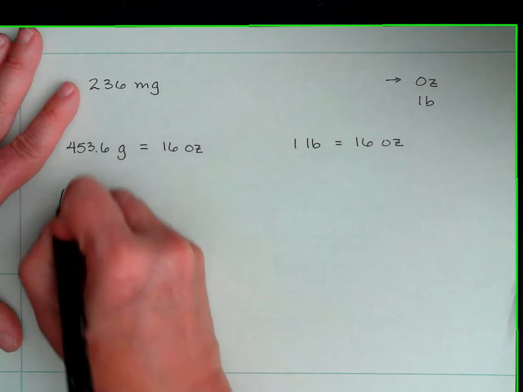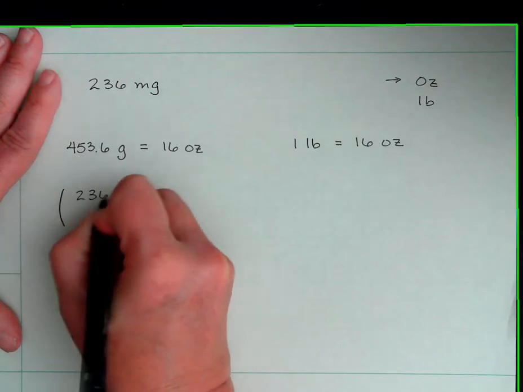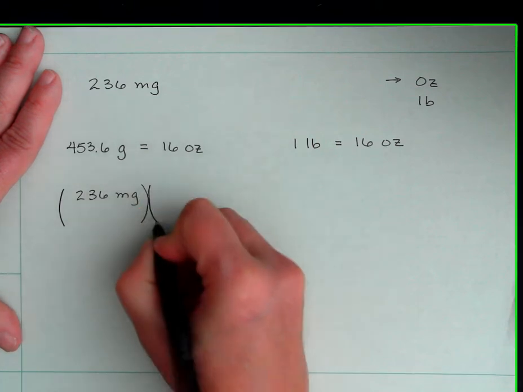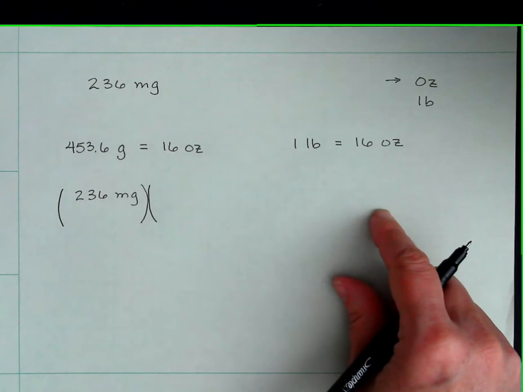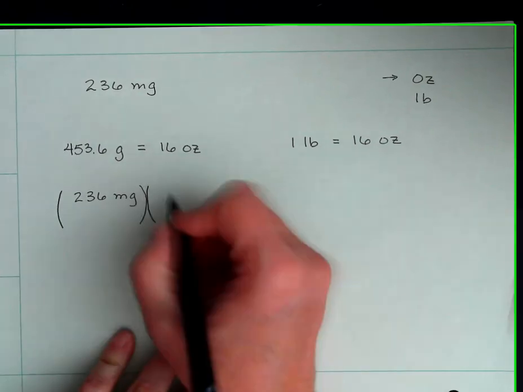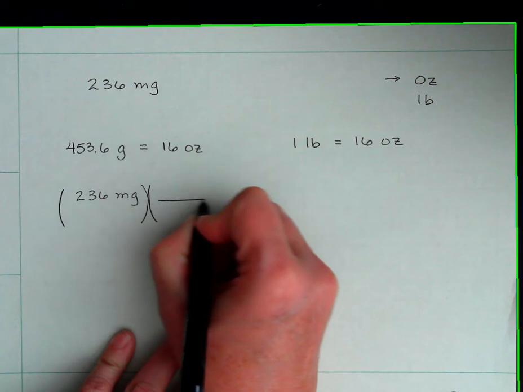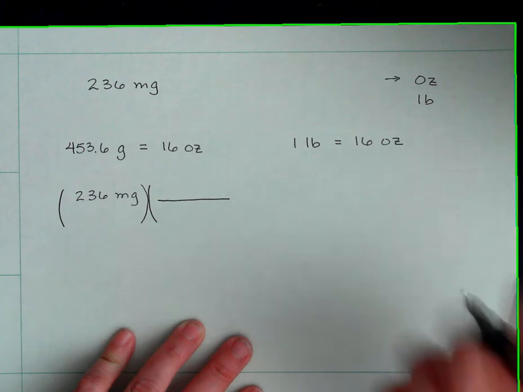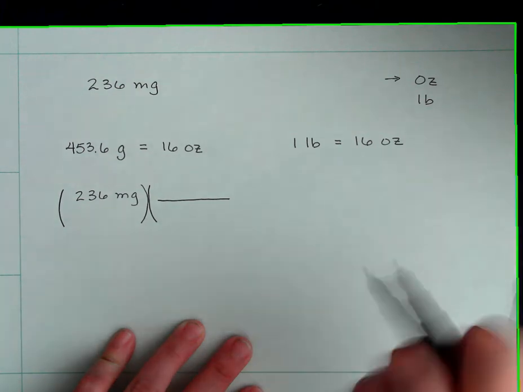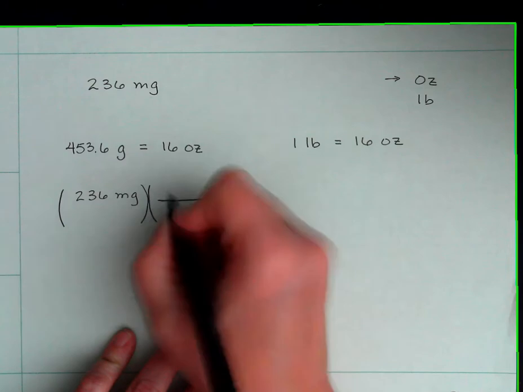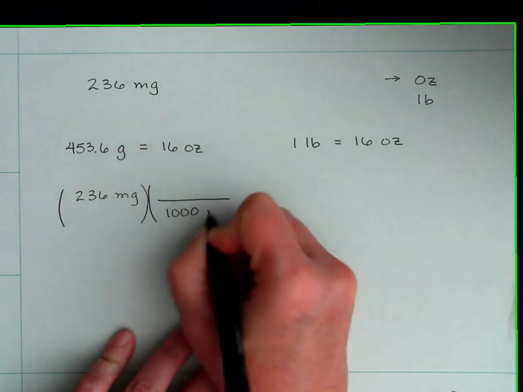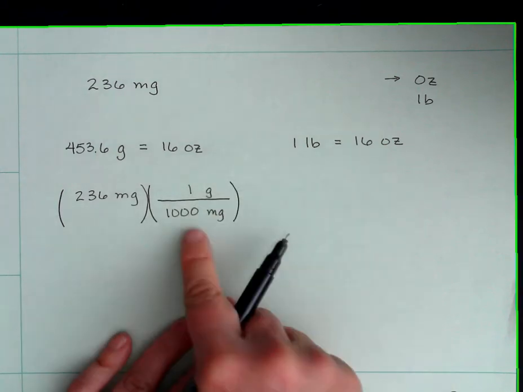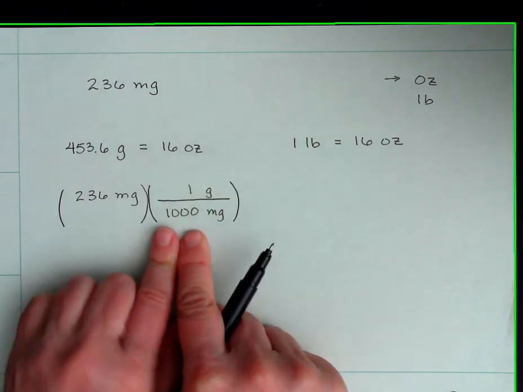So first thing I'm going to do is take my 236 milligrams, and I want to put that in grams because my conversion factor is in grams. And we're using the SI system, so luckily for us, and in your book, it's going to give you those prefixes to tell you how many milligrams there are to a gram. Well, there are 1,000 milligrams to 1 gram. And because it's the SI system, this is not going to control my significant figures.